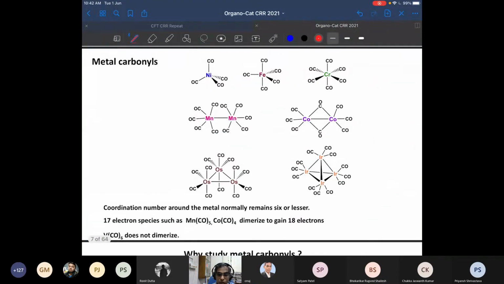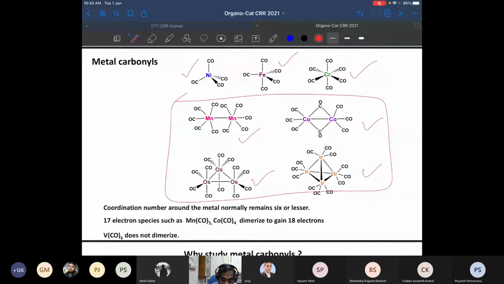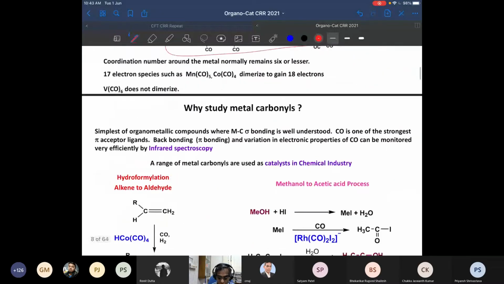Now here I have shown a couple of representative examples of carbonyl complexes. Nickel tetracarbonyl: now you know it's not a funny structure, it has a tetrahedral structure. Then you have iron pentacarbonyl, which you should have come across whenever we talk about the carbonyl base. Then chromium hexacarbonyl, and metal-bonded manganese carbonyl, cobalt, osmium and iridium. You don't need to bother about all these. These are the bimetallic carbonyls. Your syllabus is limited only to the monometallic carbonyls.